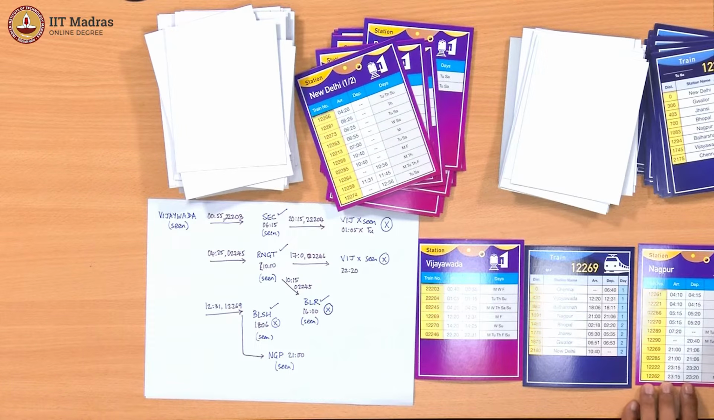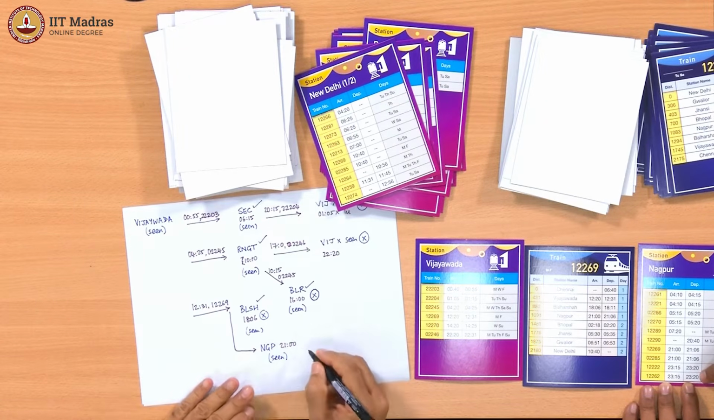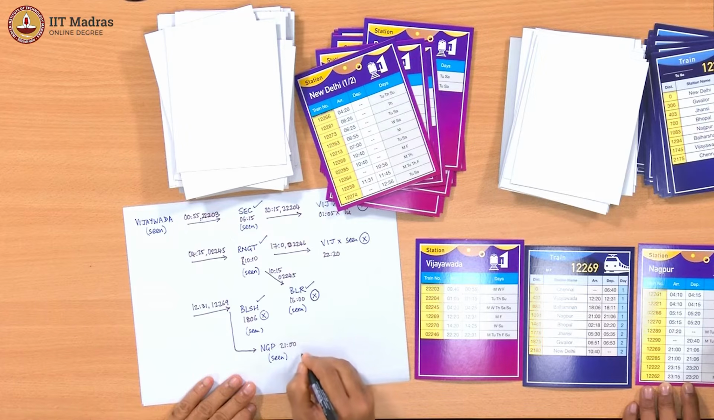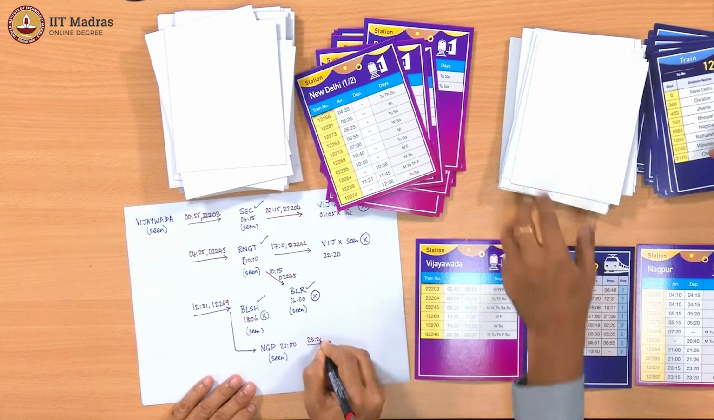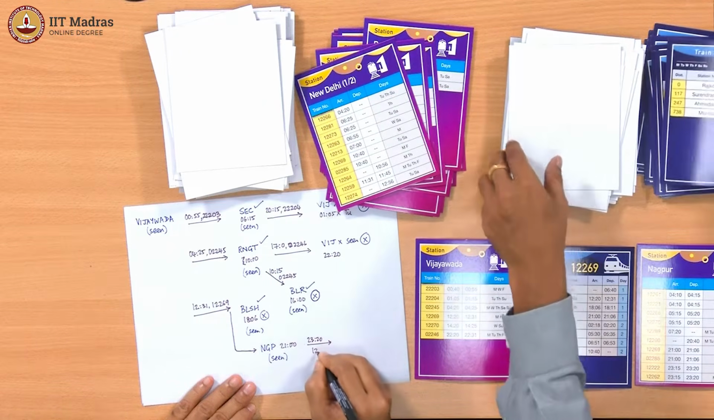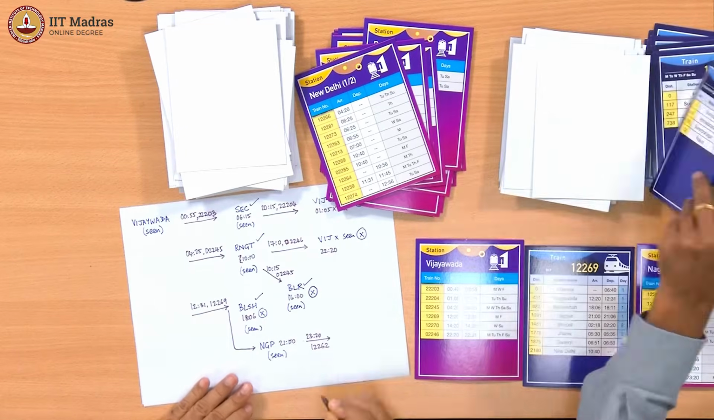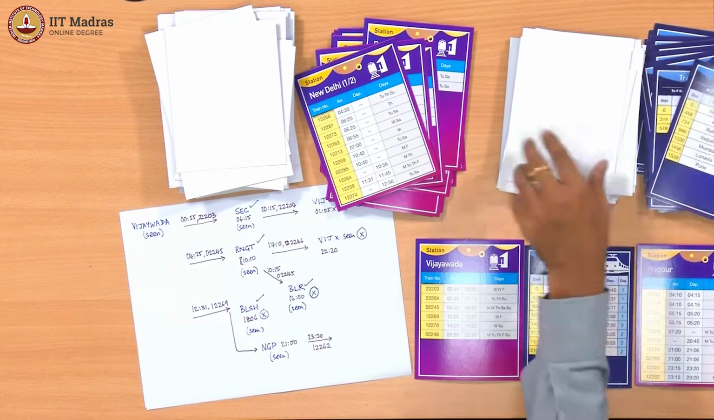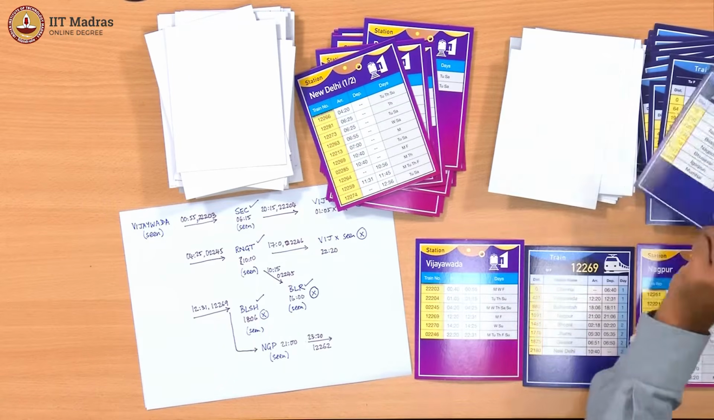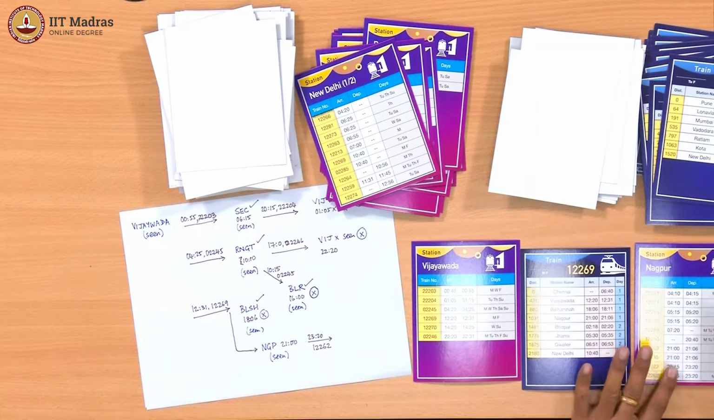There is another train, 12262. It leaves at 23:20. Chances are that it won't make it anywhere, but let's see what happens. Okay, 12262, at 23:20. This is another train. We are on this train. We got off at Balharsha. We got onto this one, right?